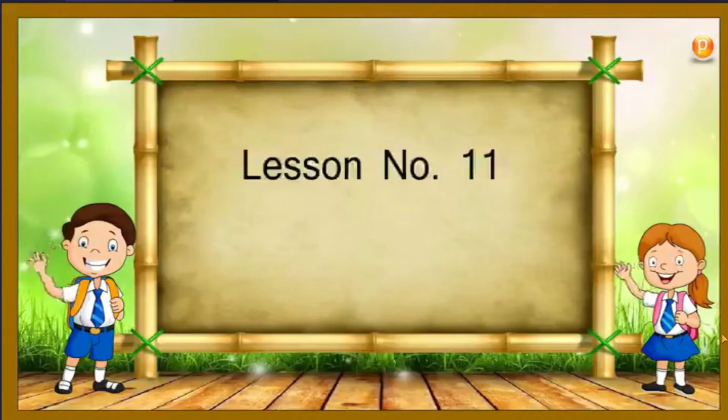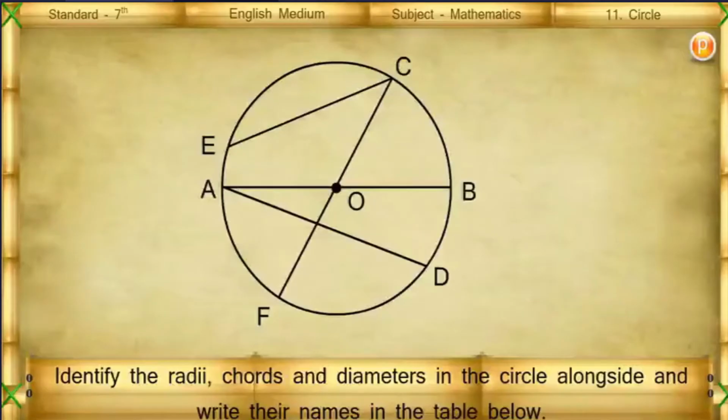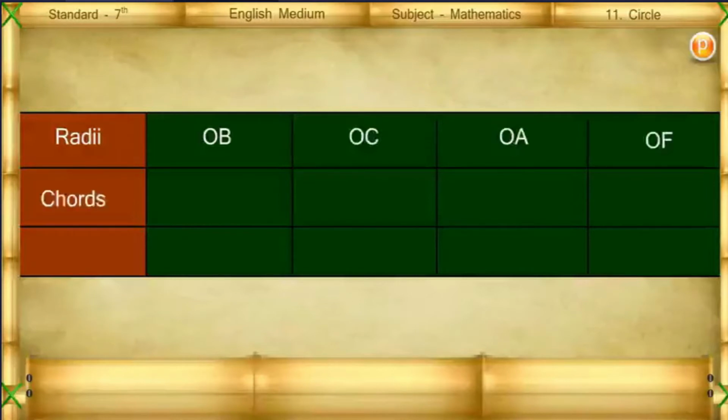Lesson number 11. Circle. Identify the radii, chords and diameters in the circle alongside and write their names in the table below. Radii: OB, OC, OA, OF. Chords: EC, AD. Diameters: AB, FC.